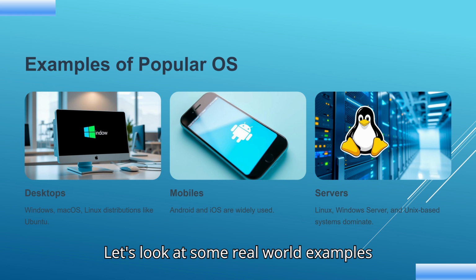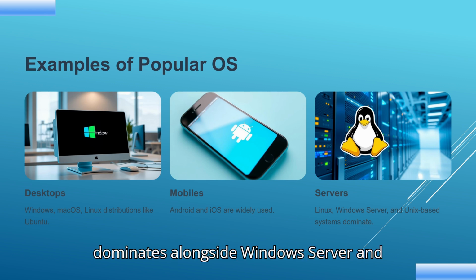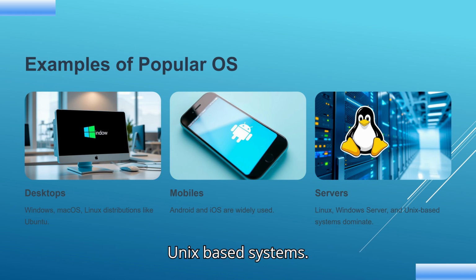Let's look at some real world examples. For desktops, common OS include Windows, Mac OS, Linux. On mobile devices, we use Android and iOS. In the server world, Linux dominates alongside Windows Server and Unix based systems. Each OS is optimized for the hardware it runs on and the task it performs.